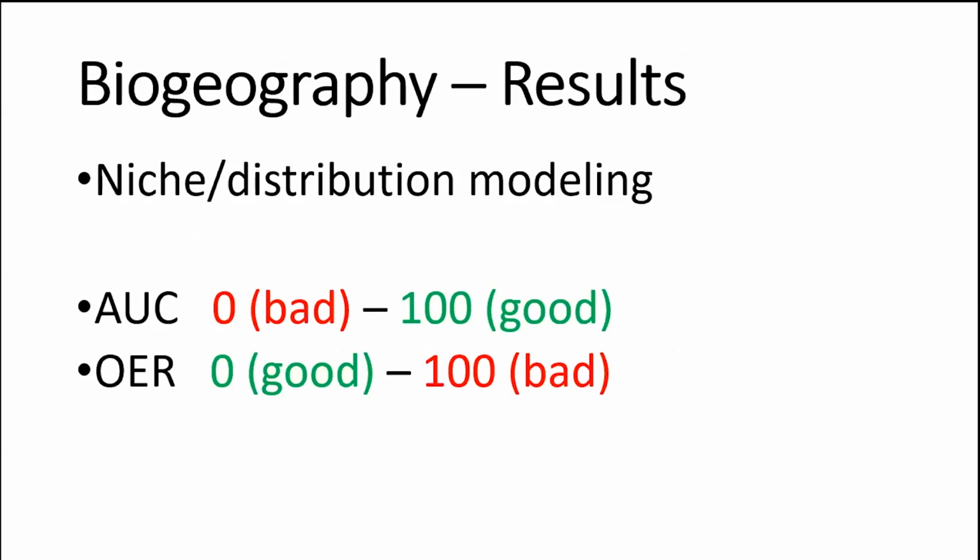Now, for the niche or distribution models, I want to point out that having an AUC of 100 is fantastic and 0 is really bad. If you have an OER of 0, it's as good as it's going to get. So you want as high of an AUC and as low of an OER as possible. Think, if OER has an O, it looks like a 0. That's what you want from that.